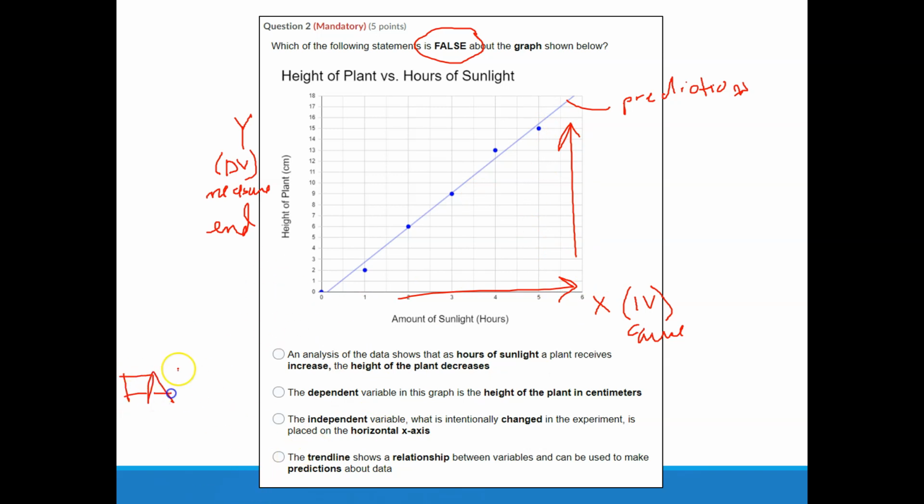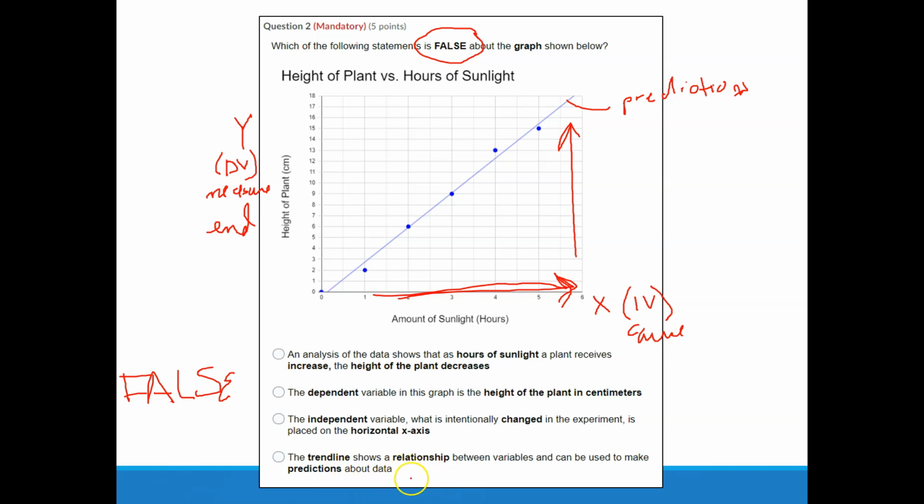All right, the correct answer is the one that is actually false. So an analysis of the data shows that as hours of sunlight increase to the right, the height of the plant decreases. Let's see if that is true or false. The dependent variable is the height of the plant in centimeters. Again, we talked about the y-axis being the dependent variable. The independent variable, which is what is intentionally changed in an experiment, is placed on the horizontal x-axis. We talked about what an independent variable is and where it gets plotted.